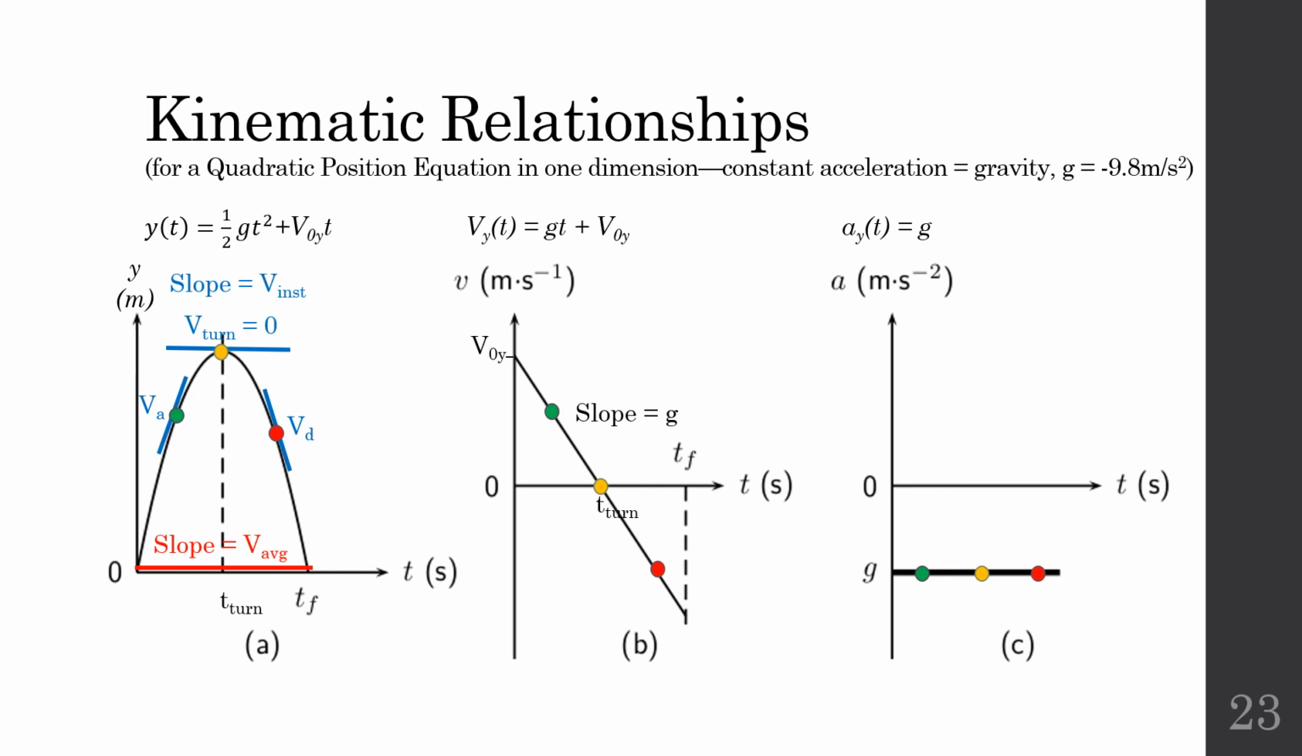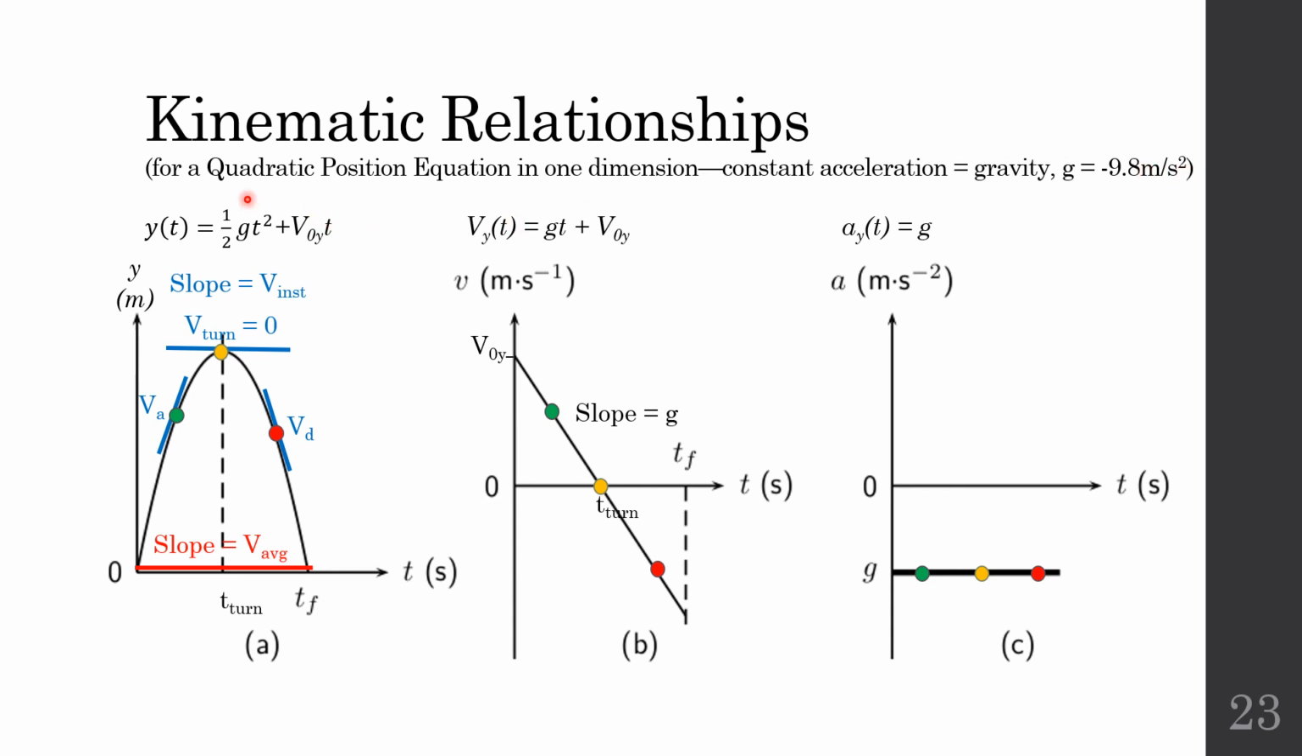All right, so I want to take a few minutes to go over some kinematic relationships, since it's been a couple weeks and this is going to come up on the quiz this week. The first relationships I want to talk about are those for a quadratic position equation in one dimension, which means it has constant acceleration. In this example, that constant acceleration is gravity, the most common acceleration you'll work with, equal to negative 9.8 meters per second squared.